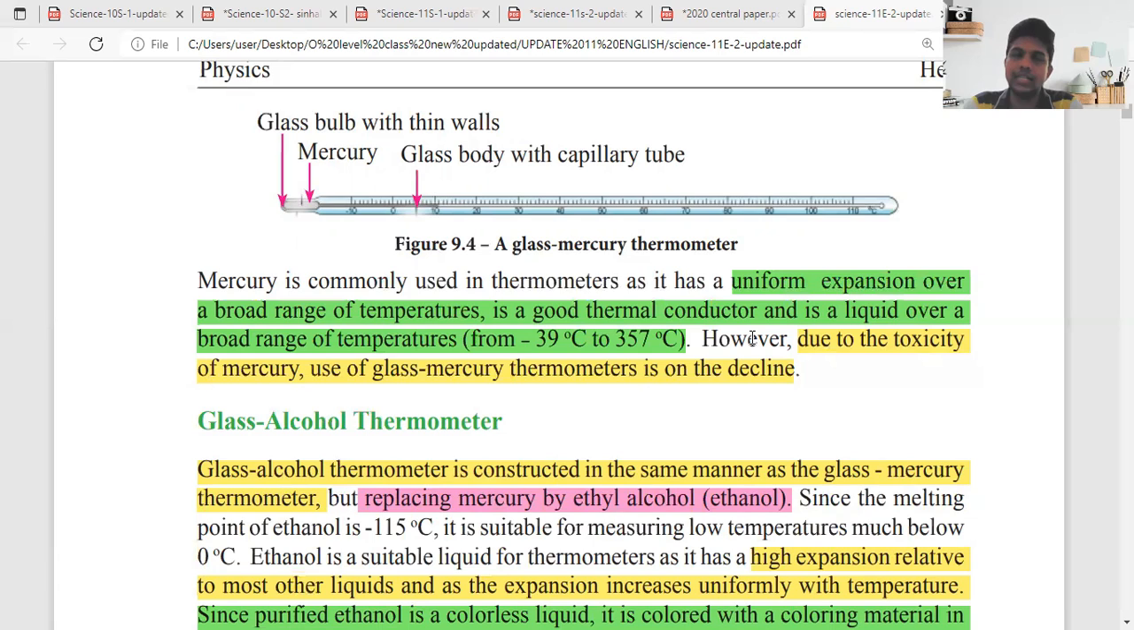Reasons to use mercury as the liquid. Write down: reasons to use mercury as the liquid. I mean, reasons for using mercury as the liquid. Okay, write the answers by numbers. First reason, number 1.